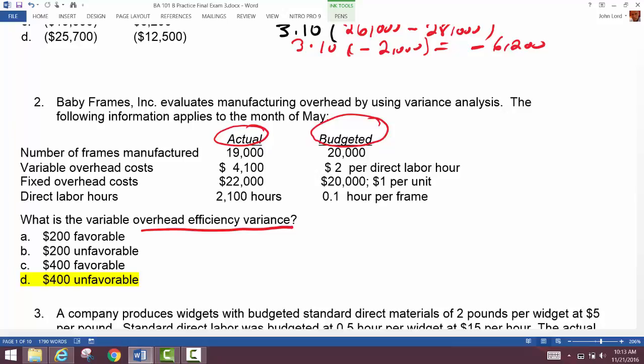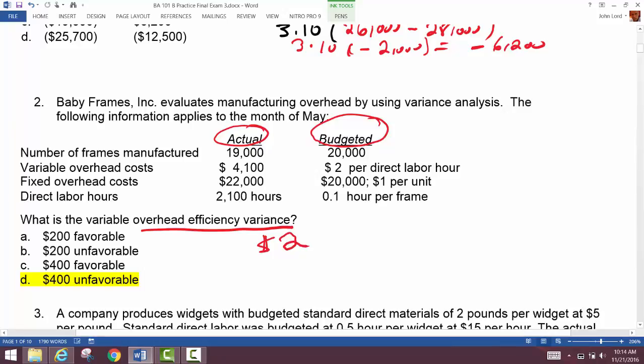Standard rate is what? The budgeted rate, which is good, $2. Thank you. Everyone sign this? Can you actually hand it back? I don't think it made it through this. Thank you. Okay. So it's $2.